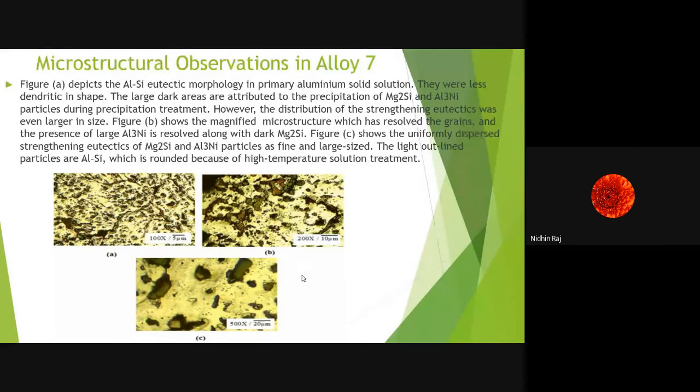Figure B shows the magnified microstructure at 200x magnification, and it has resolved the grains, and the presence of large Al3Ni is resolved along with dark Mg2Si. Figure C shows the uniformly dispersed strengthening eutectics of Mg2Si and Al3Ni particles, both fine and large sized. The light outlined particles are aluminum silicon, which is rounded because of high temperature solution treatment. All right, so these are the facts we got from the microstructural observation.